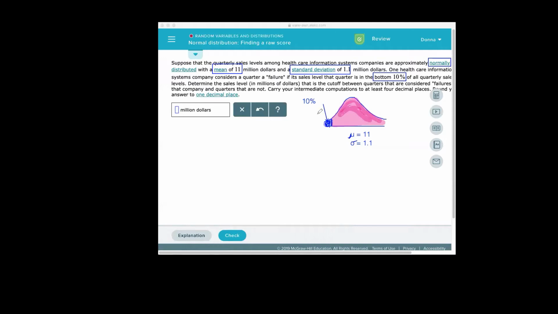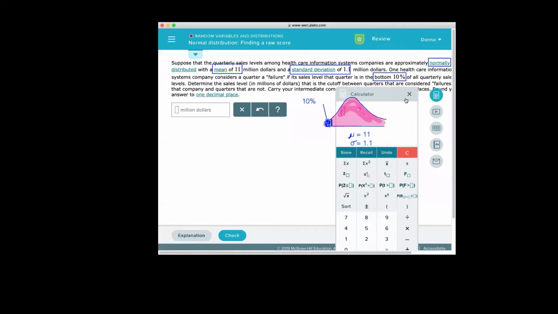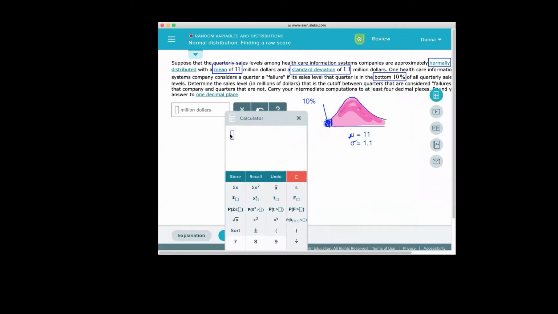So if I know the left-hand side is 10%, which is 0.1, then the area on the right must be 90%, because 90% plus 10% is 100%, which gives me 1. So to find that area to the right, I just merely need to subtract from 1. So I'm going to take 1 minus the area on the left. So 1 minus 0.10, and that's going to give me 0.9. So the area on the right is 0.9, or 90%.